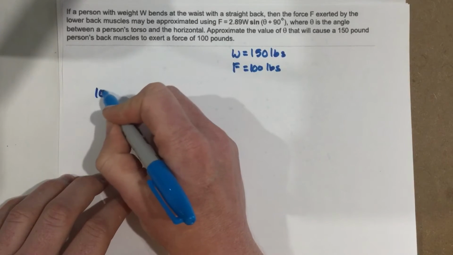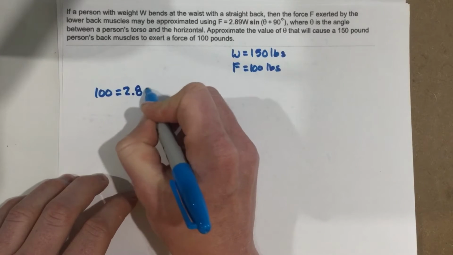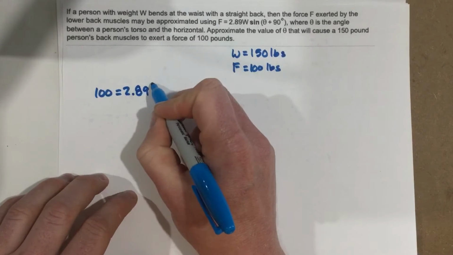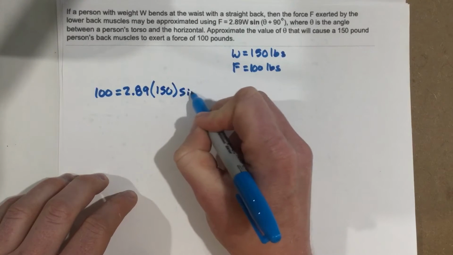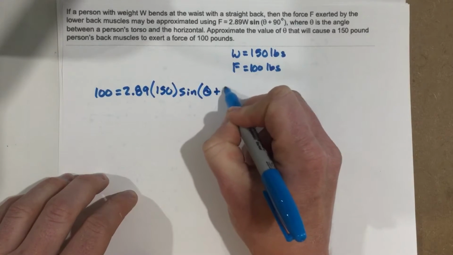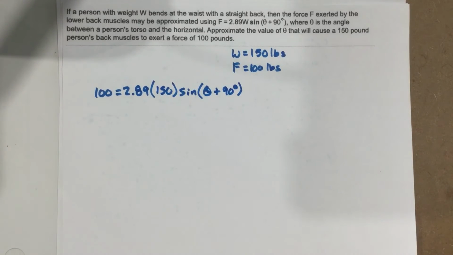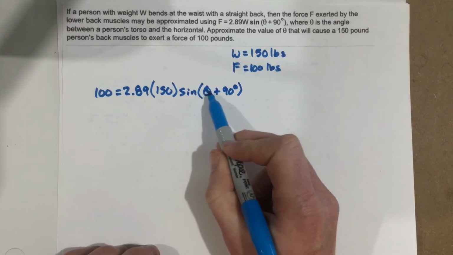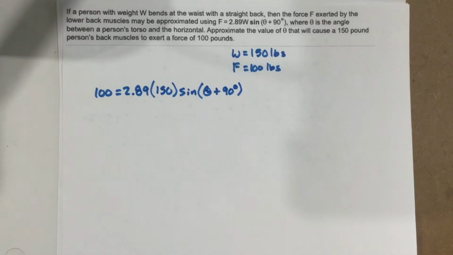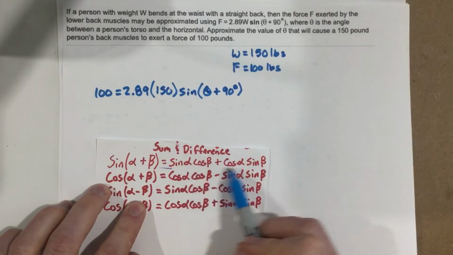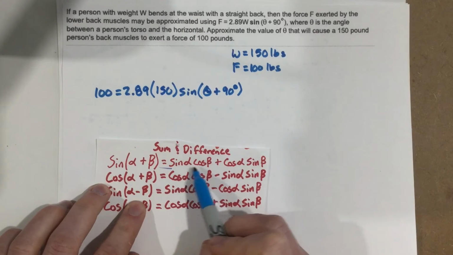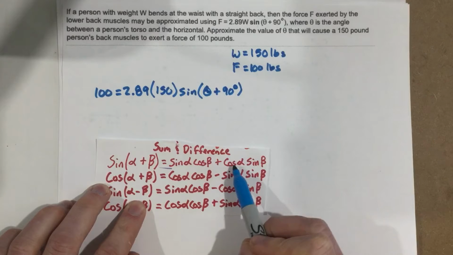We get 100 equals 2.89 times 150 sine(theta plus 90 degrees). Now you should notice in this problem that sine(theta plus 90 degrees), I have an angle plus another angle. That's a sum and difference formula. So let's go ahead and look at our sum and difference formulas here and see that we have a sine addition formula. So I can actually expand this out by writing sine theta cosine 90 plus cosine theta sine 90.